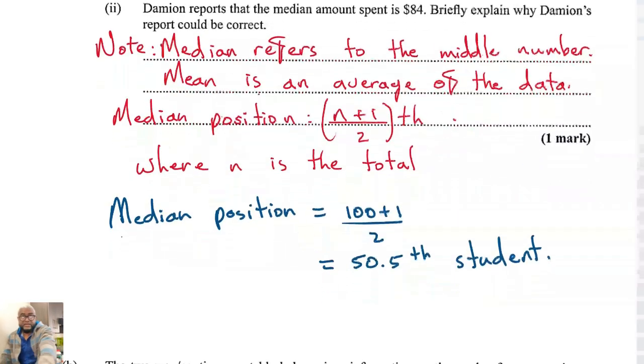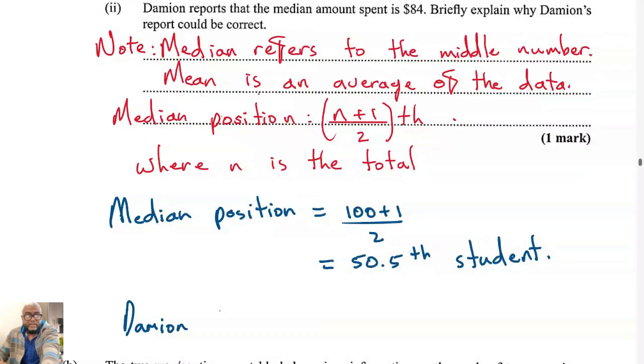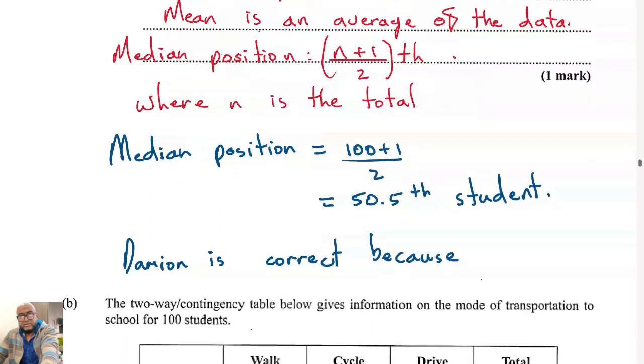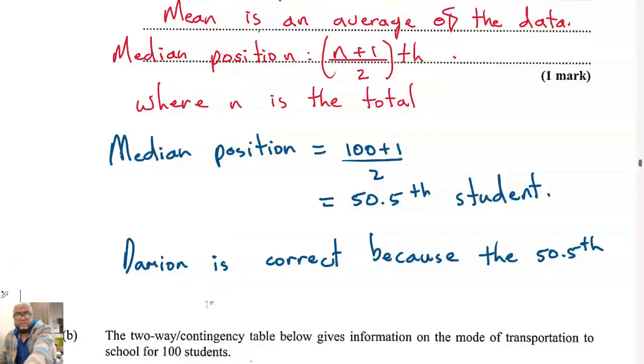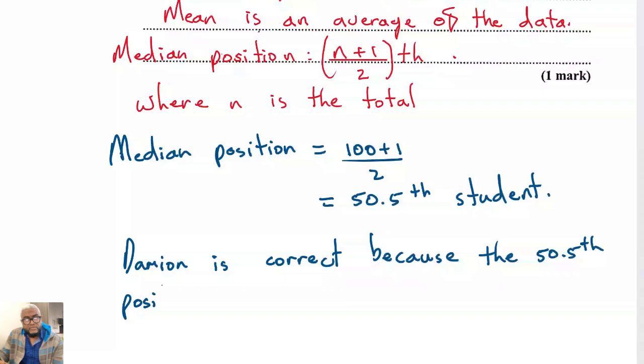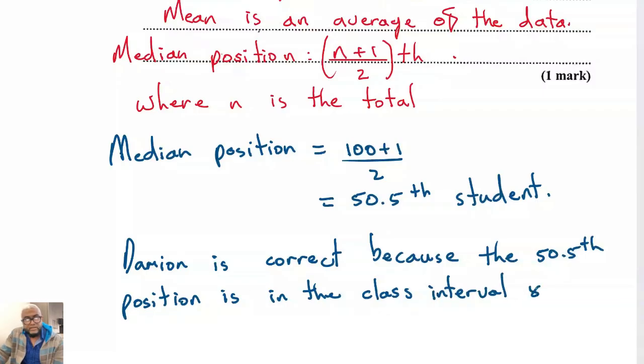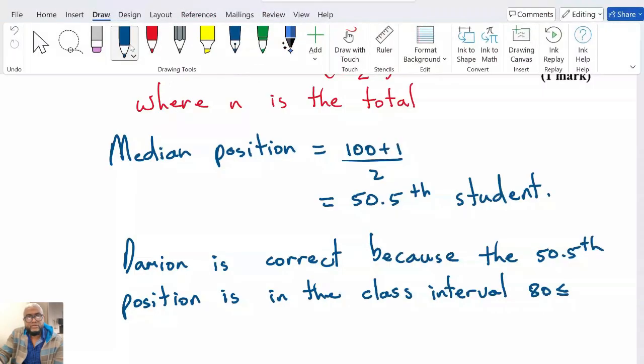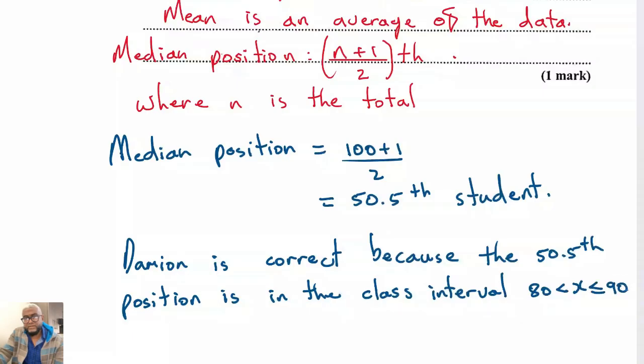So I can write that now. Damien is correct because the 50.5 position is in the class interval 80 less than X less than or equal to 90. All right.